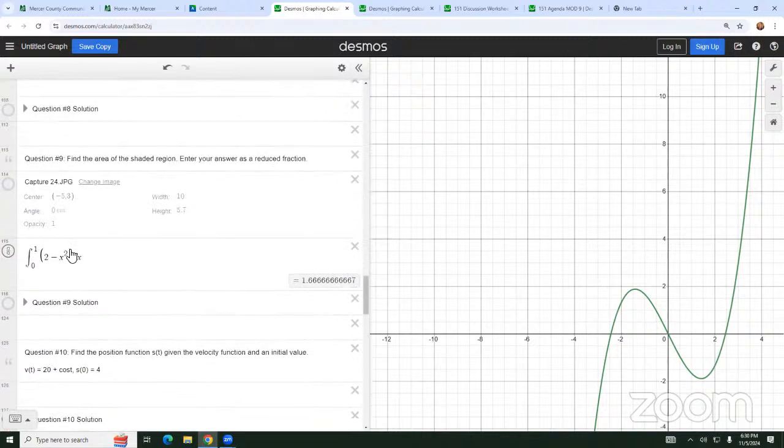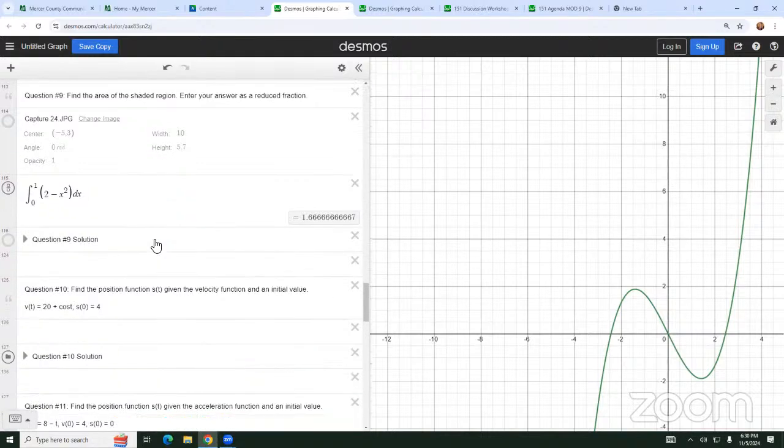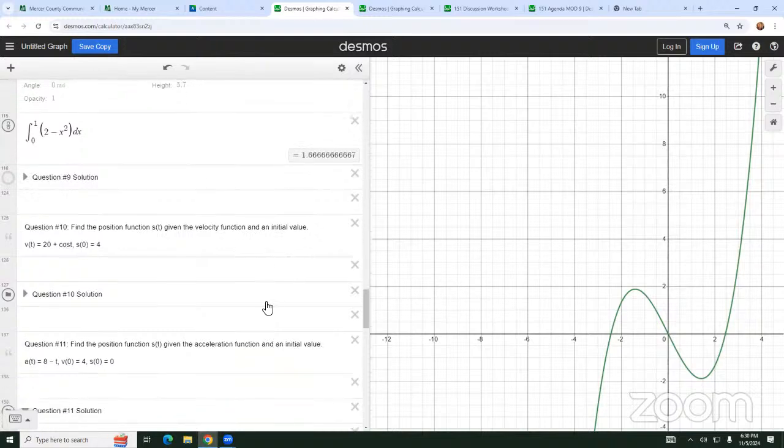Any other questions about area? That's what you're going to be doing. So you have area. 9 and 10 are a little different. So 9 and 10. Do you remember the question? Who wants to answer my question?